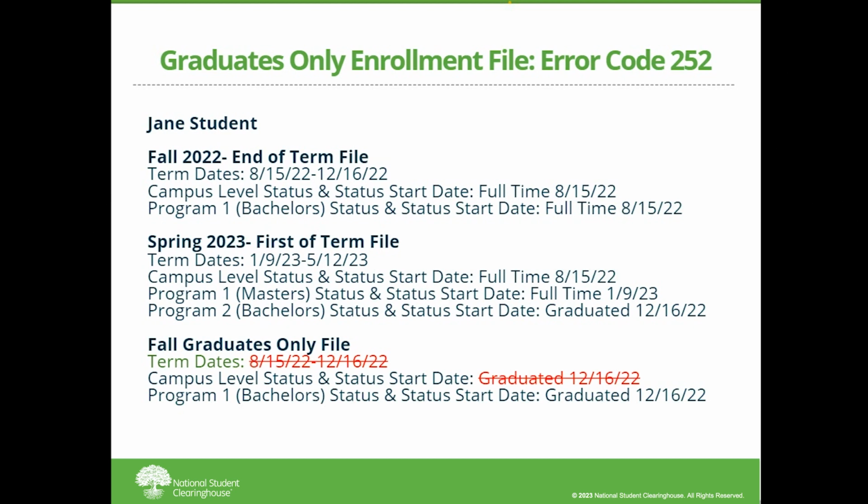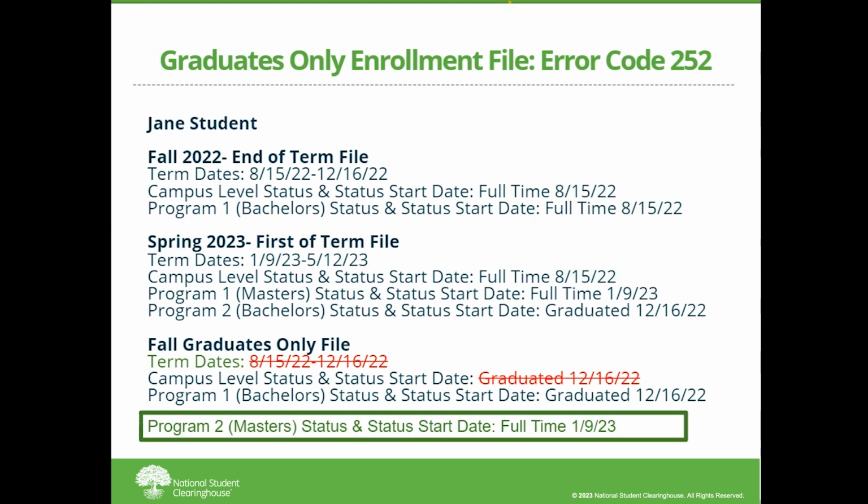spring data previously. To correct this error, the term dates, campus status, and status start date should be updated, and the active master's program should be added to the record to reflect both the spring data as well as the completed bachelor's program. Performing these updates will create an error code 81, but as long as the record reflects accurate data for the student, it can be accepted on the file.